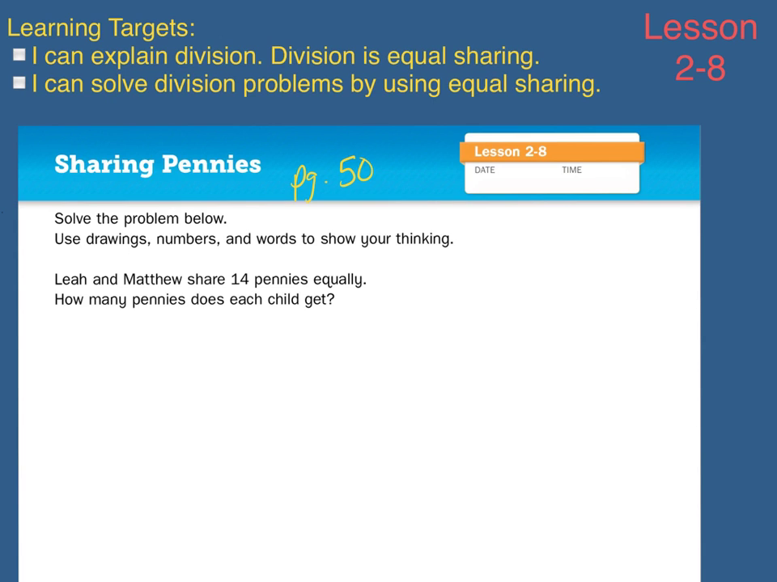What I actually want you to do first is on page 50, you can see the title on your journal page. I want you to solve this problem, and we're going to use that to help us learn two new methods for dividing. So at this point, please pause the video and solve the problem on page 50.